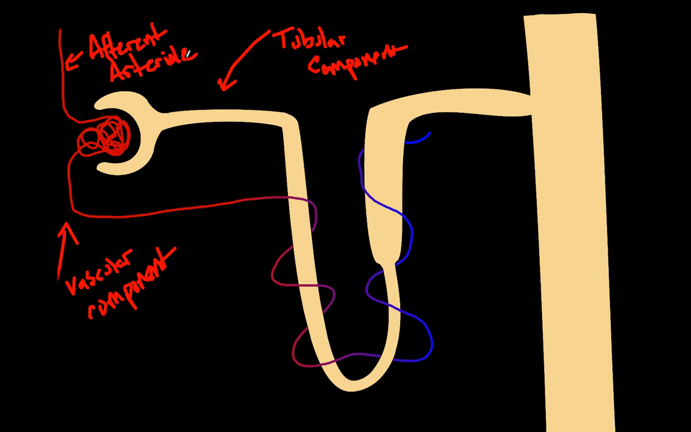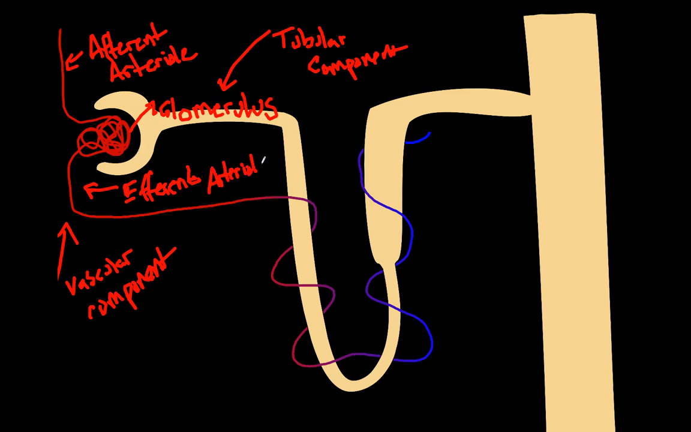And then we have this structure here, which is the glomerulus. And then we have this arteriole that's heading away from this tuft of capillaries of the glomerulus, which is known as the efferent arteriole. Now, if we're looking at an actual picture, what we would see is that the afferent arteriole is a lot larger than the efferent because a lot of the volume of the blood has ended up in the tubular component after it leaves here.